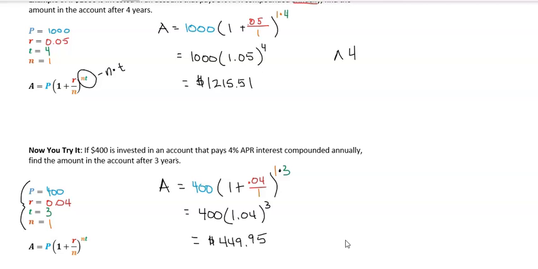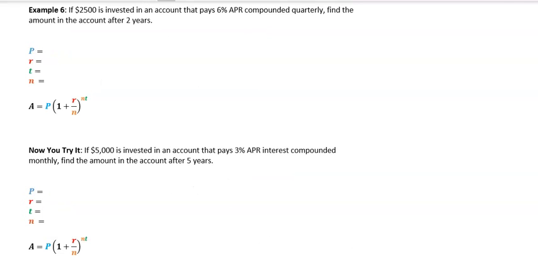Then you're going to plug everything in, work from the inside out, so you get 1.04 to the third power. And you should get 449.95. And I wanted to point out, this is not the interest. This is the total amount in the account. So this formula works everything out for you, and you get the total amount in the account at the end of the time period. Okay, in the last problem, we've just got a couple more problems here to go.